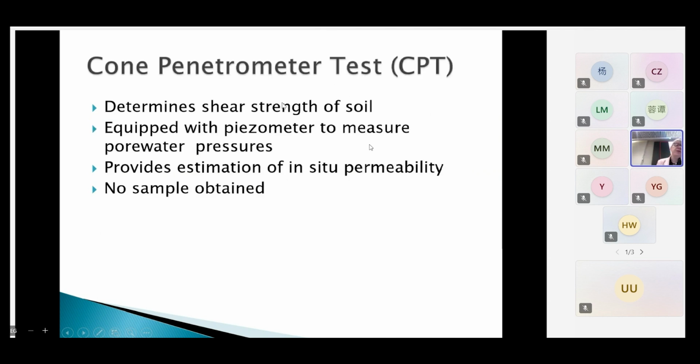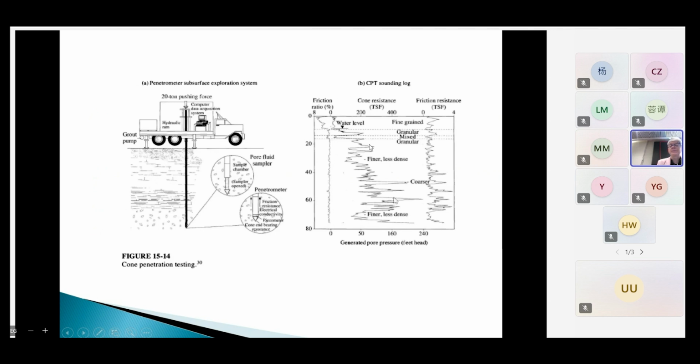You have the cone penetrometer test, which gives you an idea of the soil strength. You could also put a piezometer on it to measure the pore water pressures. And you could also add various detectors onto it that could be used to do some analysis for various hydrocarbons as well. So this gives you an idea of the cone penetrometer testing. Basically, you have the truck, which shoves this tubing into the ground, with the sensor at the end of the tip, and it gives you these readings of the resistance.